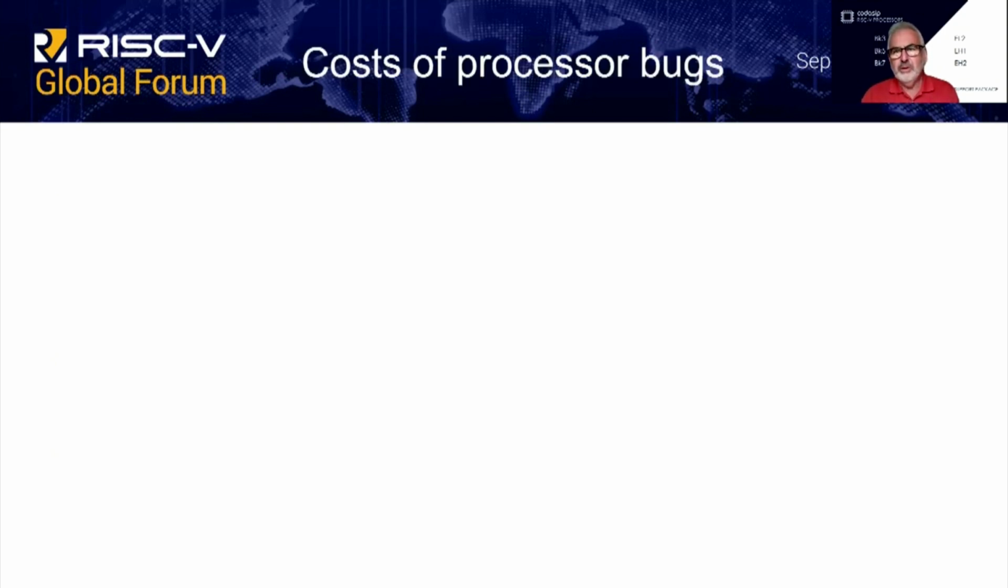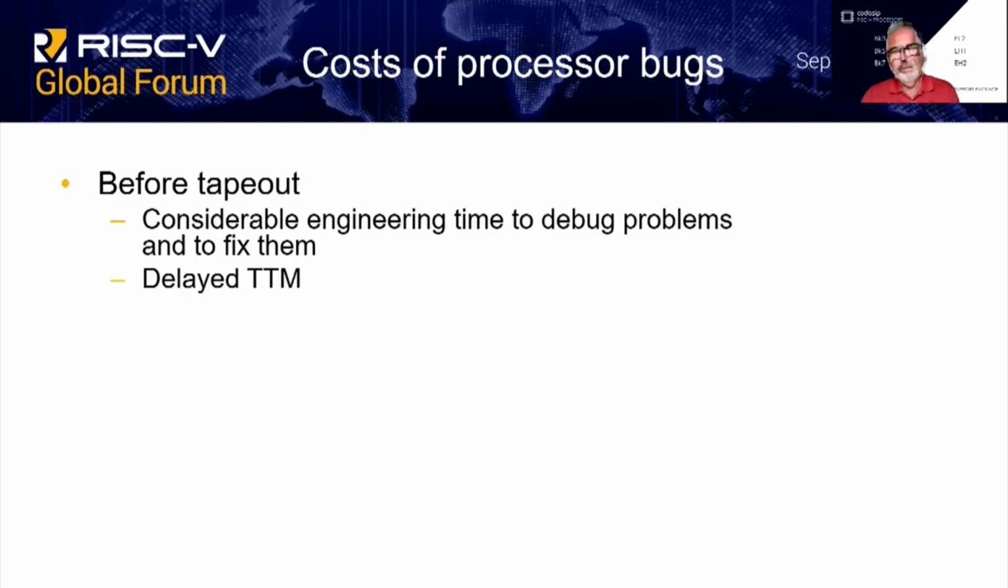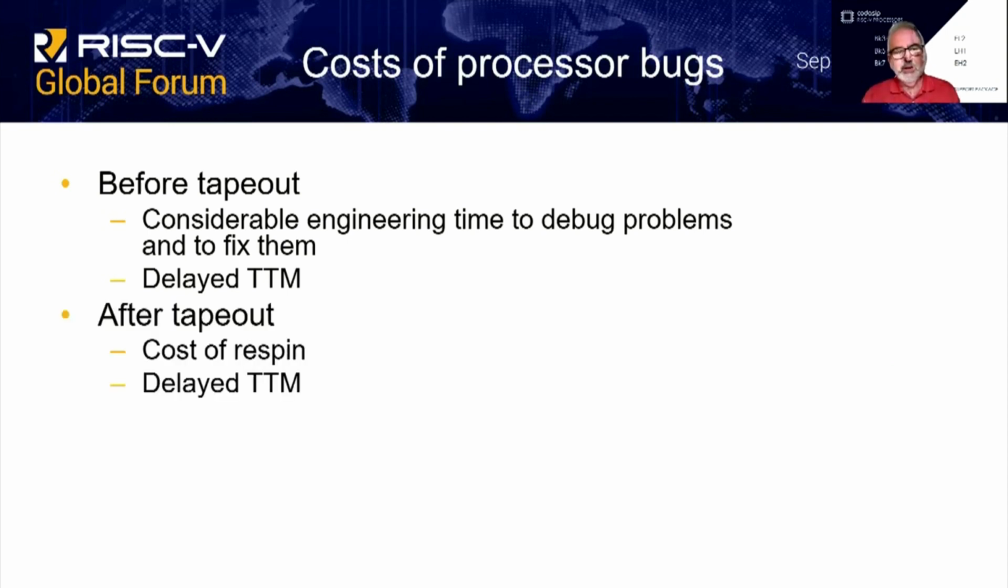But before we go any further, if you are customizing, you are possibly introducing processor bugs, and these can be costly. If you pick up a bug before tape-out, you may require considerable engineering time to debug and fix the problems. This may delay your time to market. If you discover something after tape-out, you've got the additional cost of a respin, and even worse, delays to your time to market.